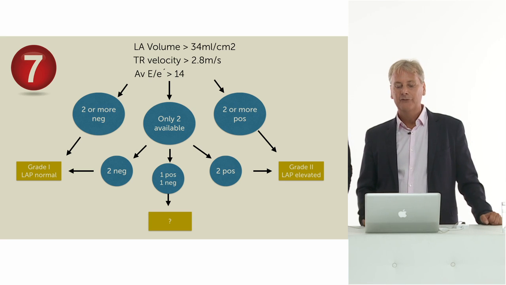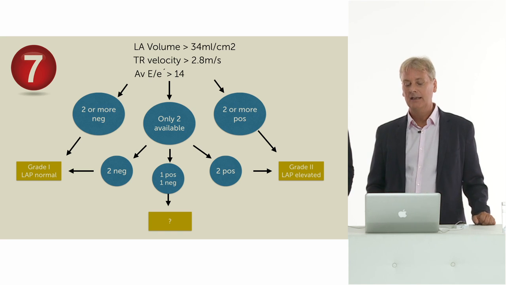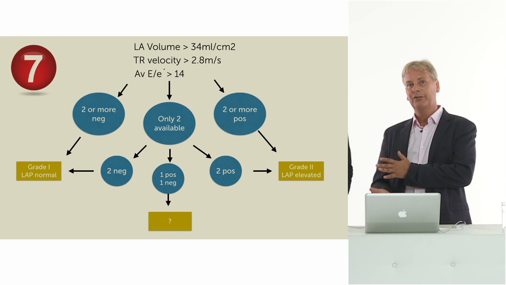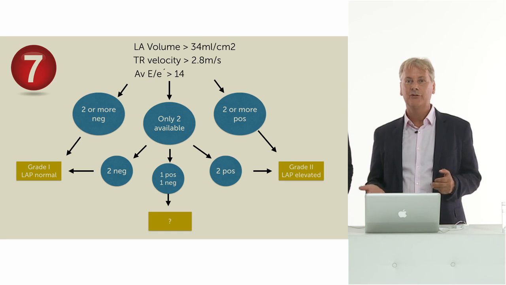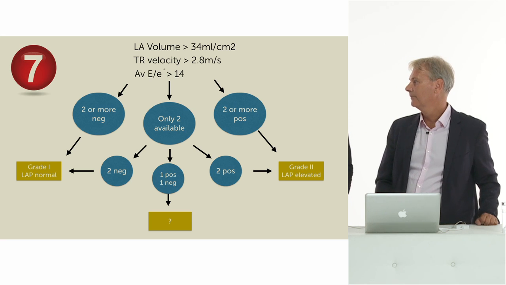And then if you have two or more parameters which are positive, then it would be classic grade 2 with definite or highly likely elevated filling pressures. And if you only have two parameters available, for example, if you can measure the TR velocity and you have LA volume which is over, and maybe the E to E prime which is under, then you're in a situation where you are, again, undecided. And never use one single parameter to assess whether the filling pressures are high or low. The guidelines definitely guide us not to do that. That's also very important. One single parameter is too little.